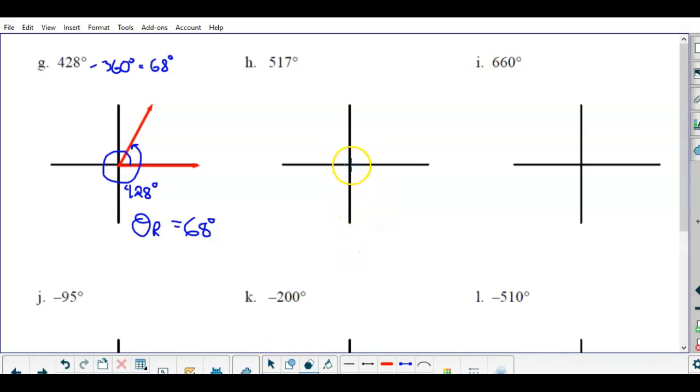516, start on the x-axis, then we need to rotate. So again, you want to figure out, so subtract 360.